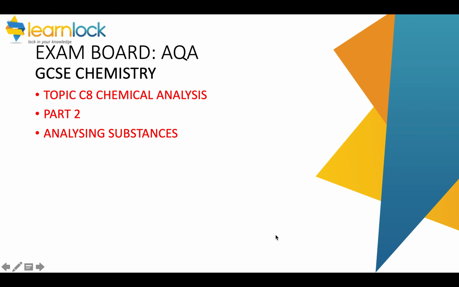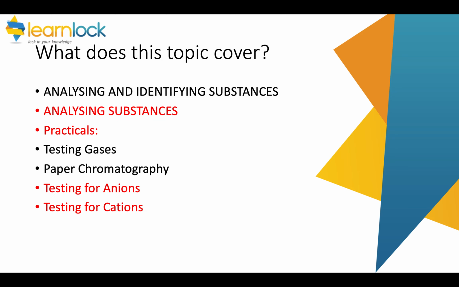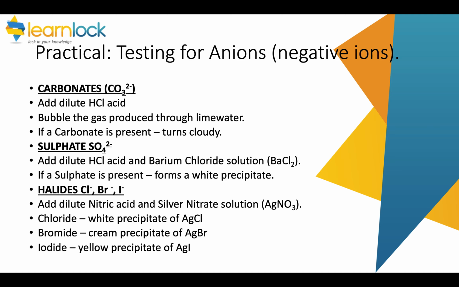Hello and welcome to the GCSE Chemistry tutorial for topic C8 Chemical Analysis. This tutorial will cover part 2, Analysing Substances, and we'll look at the practicals for testing for anions and testing for cations. First of all, testing for anions.